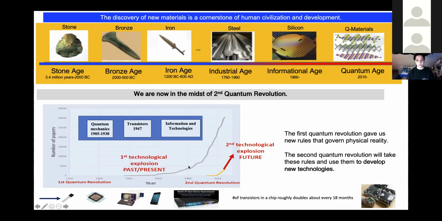And I think approximately from 2015, we entered the age of the second quantum revolution. Unlike the first quantum revolution, which gave us the rules that govern a new physics reality, during the second revolution we're going to use these rules to develop new technology, quantum-based technologies.